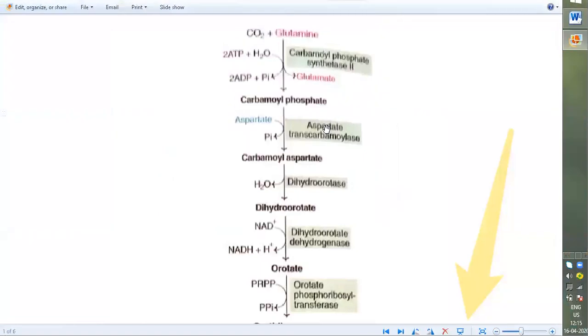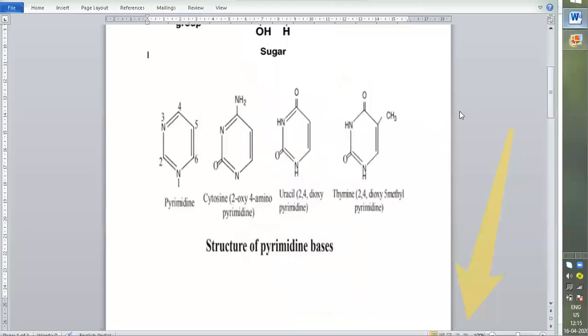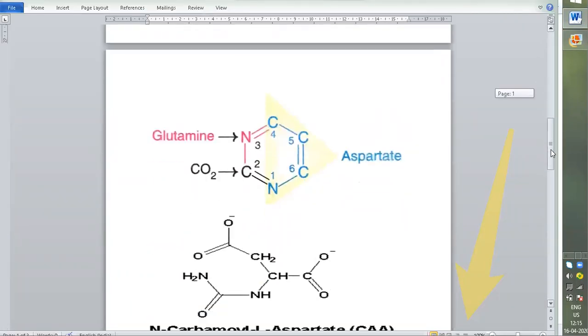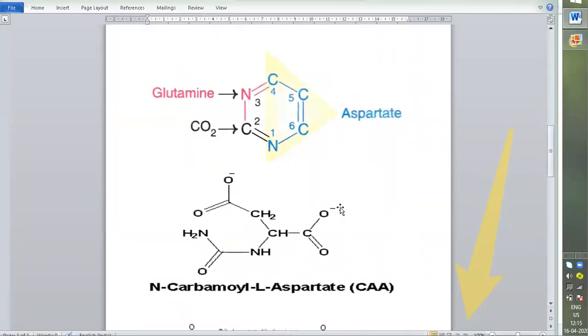So in biosynthesis of purine, we take ribose 5-phosphate as the precursor for the reaction. But here, we are taking carbon dioxide and glutamine. Before starting this synthesis, we need to know the sources of pyrimidine. These are the three important sources.